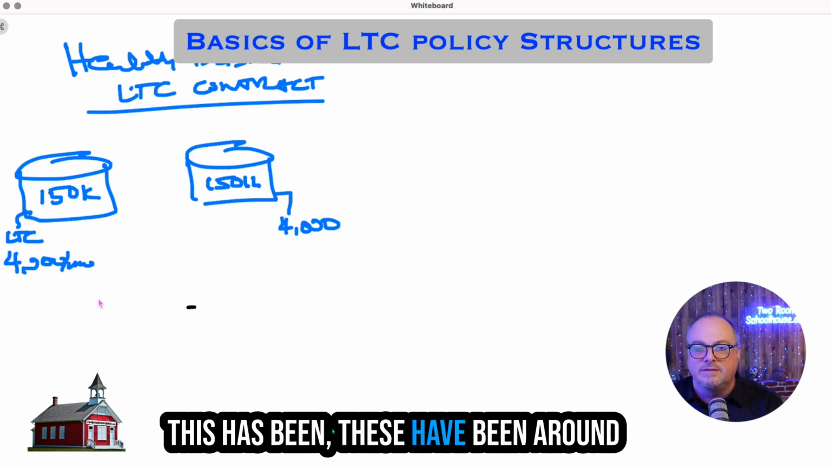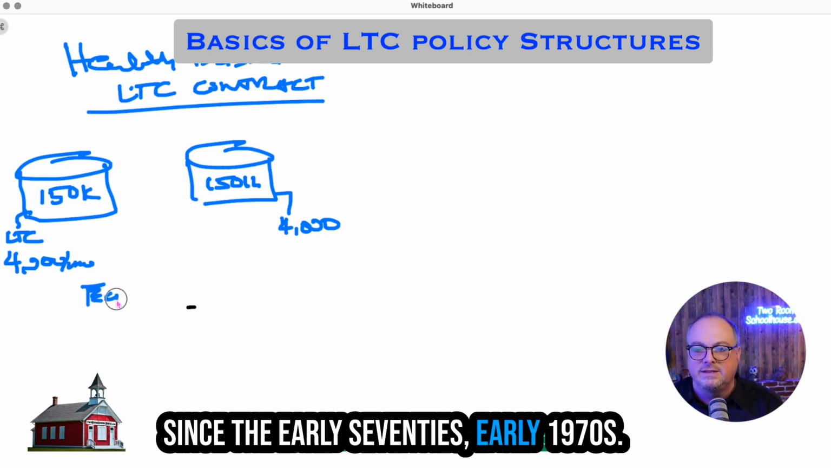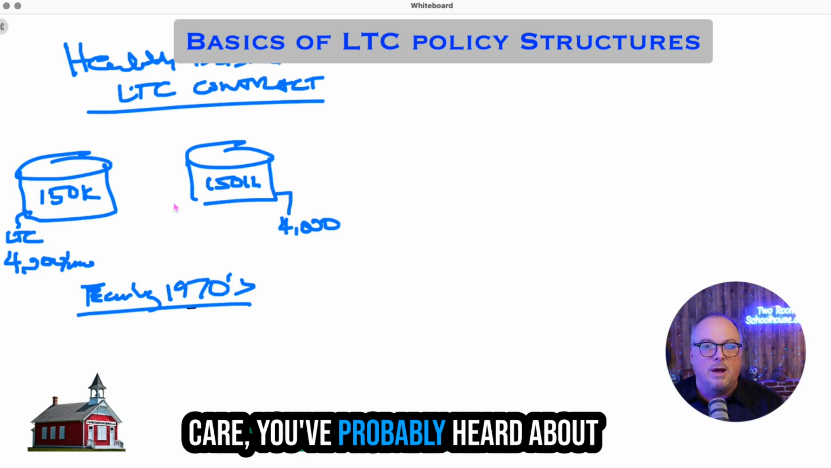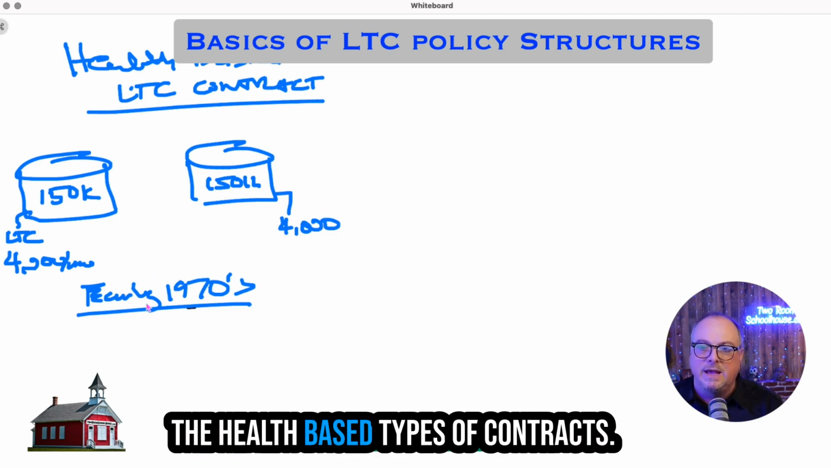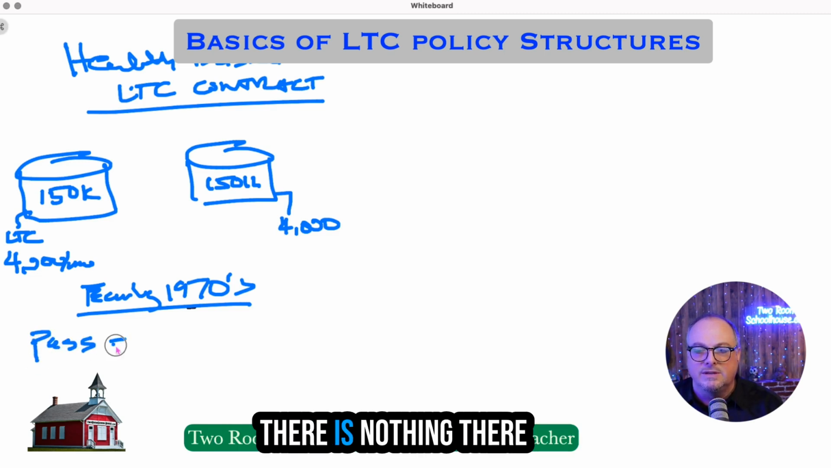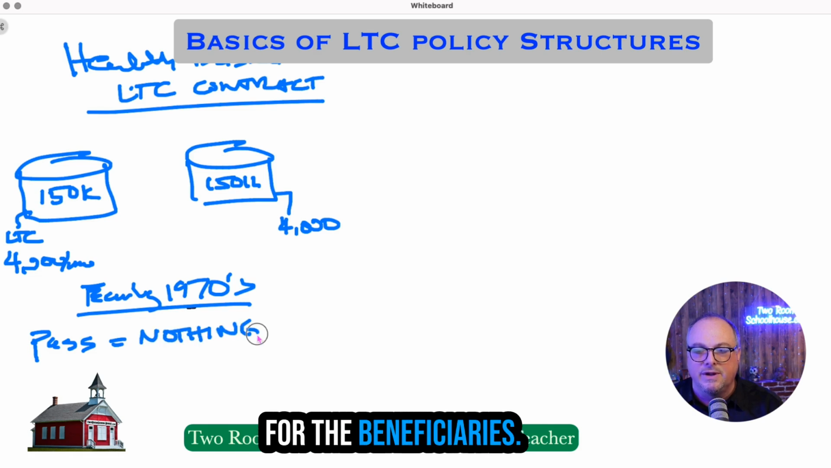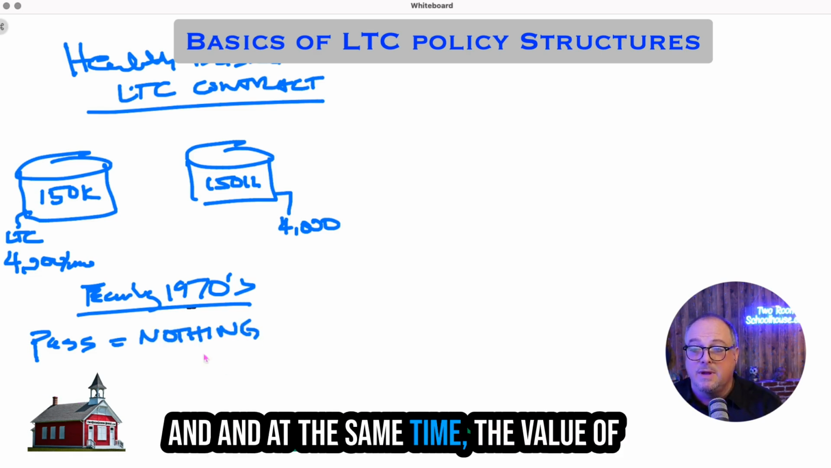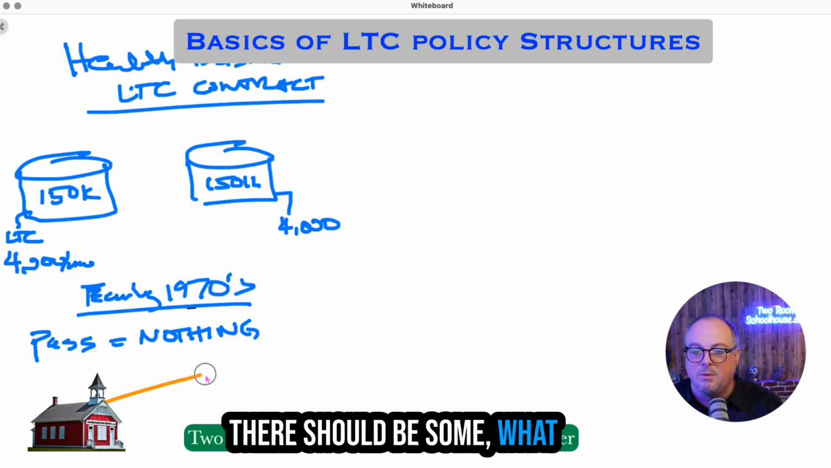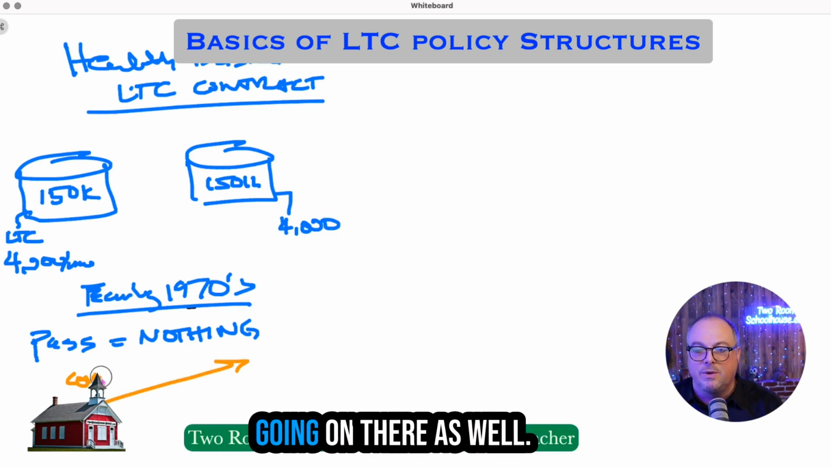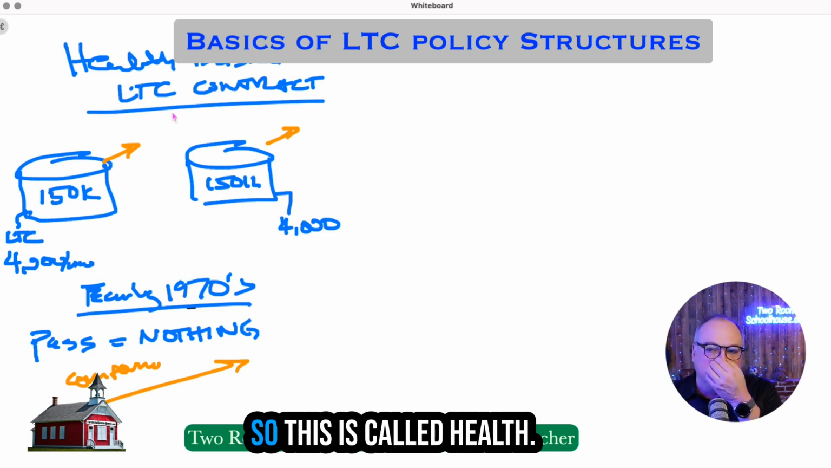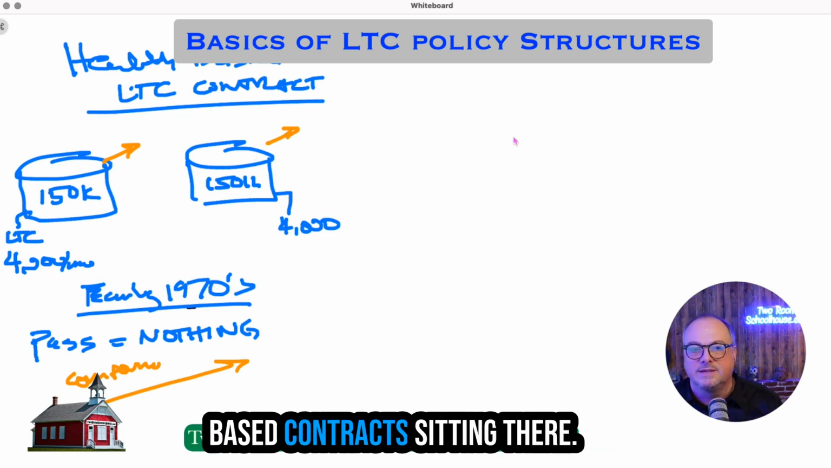These have been around since the early 1970s. So if you've heard about long-term care, you've probably heard about the health-based types of contracts. If you pass away, there is nothing there for the beneficiaries, and at the same time, the value of the bucket should be growing as well. There should be some compound inflation going on there. So these buckets are going up in value along the way. This is called a health-based contract.